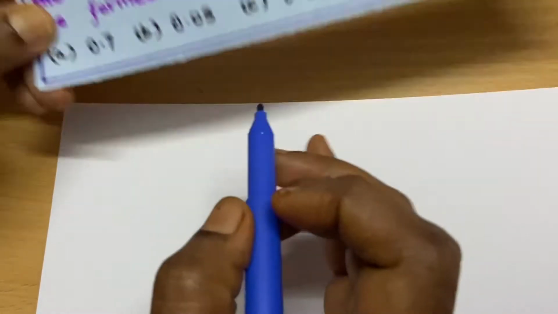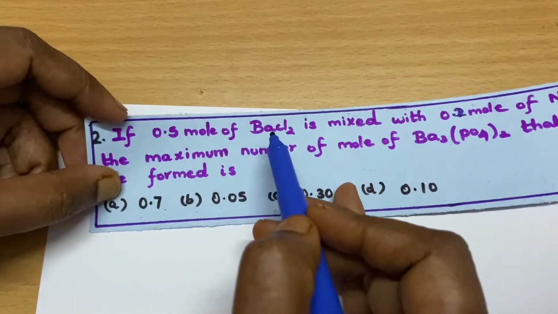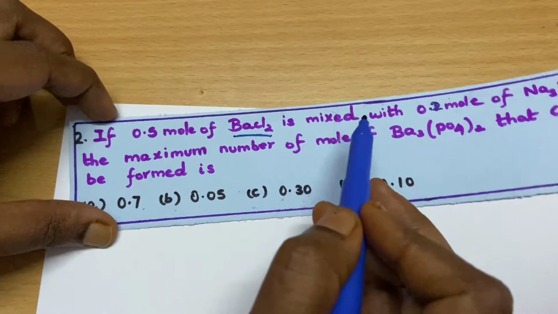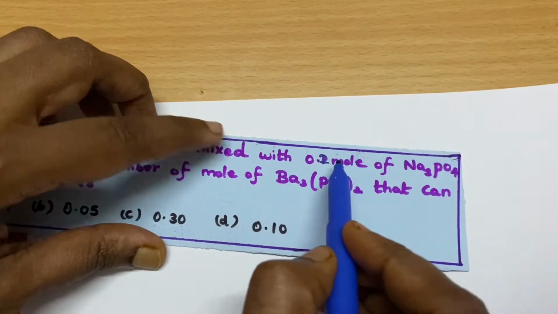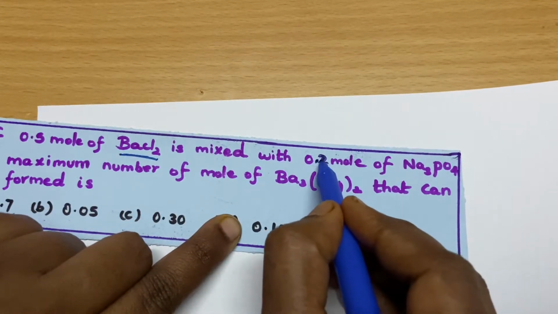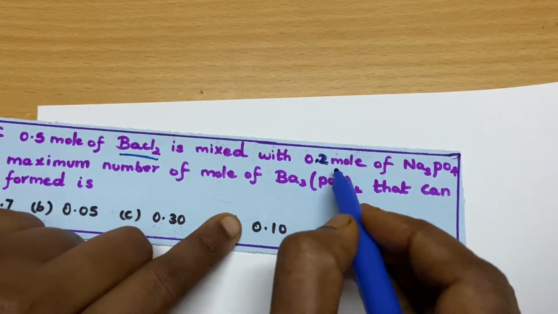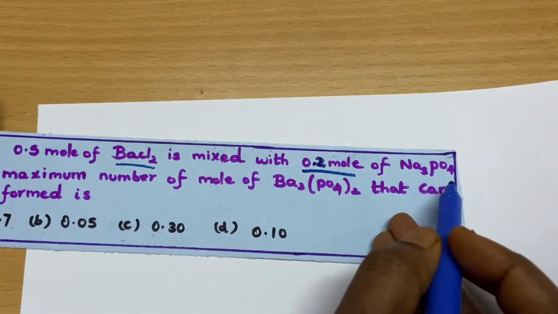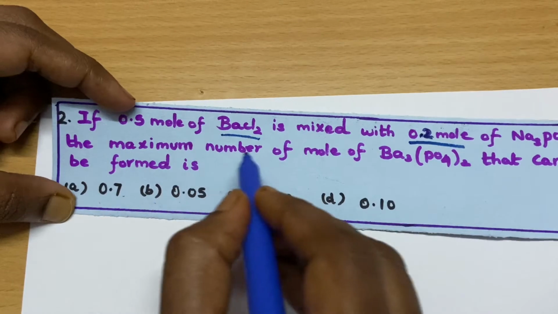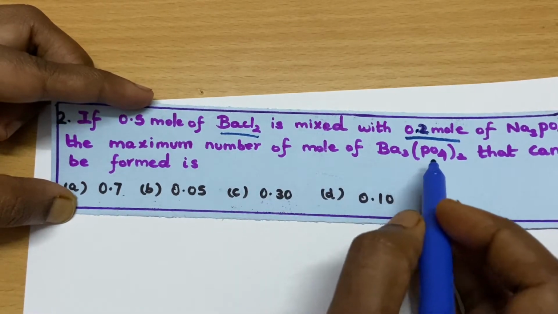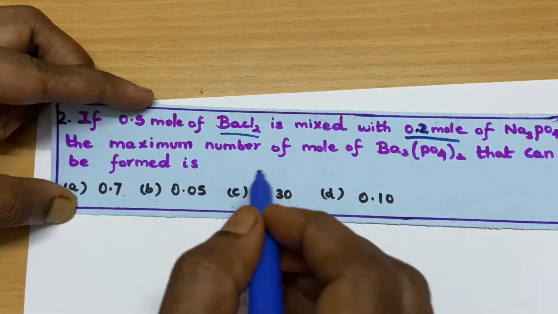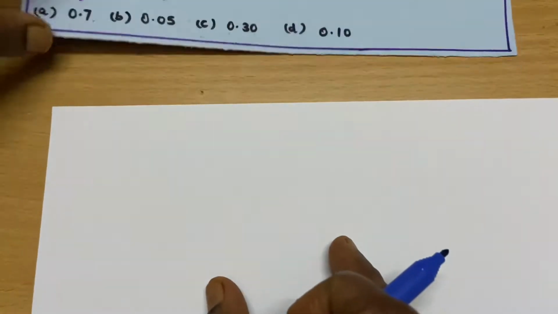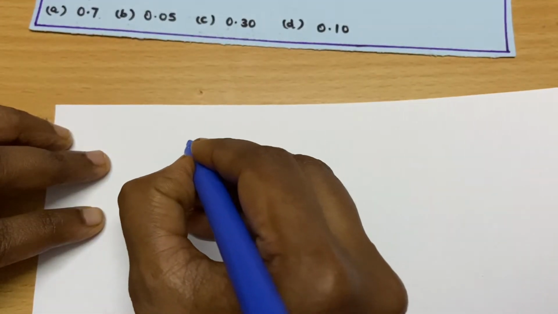Okay, so if 0.5 mole of BaCl2 is mixed with, students, this is 0.2 moles. Yesterday I had given 0.1 mole wrongly. So 0.2 mole of Na3PO4. What is the maximum number of moles of barium phosphate that can be formed? Okay, so you have to find it out. So please write the equation.